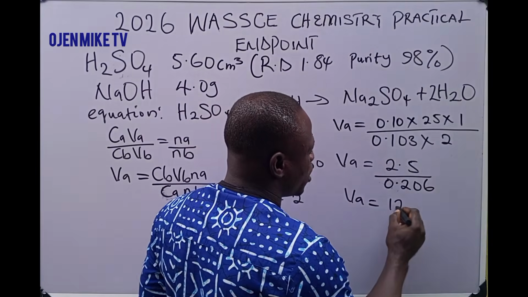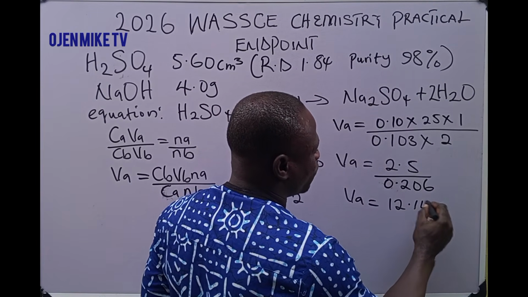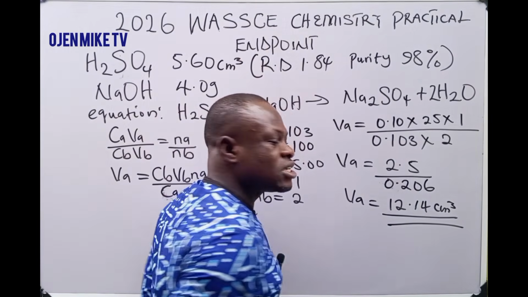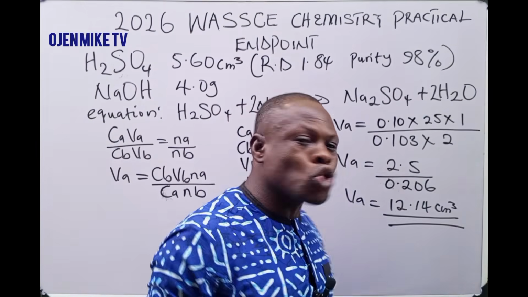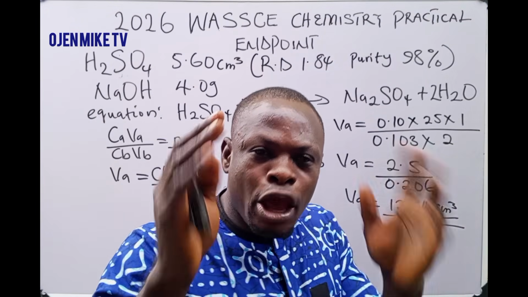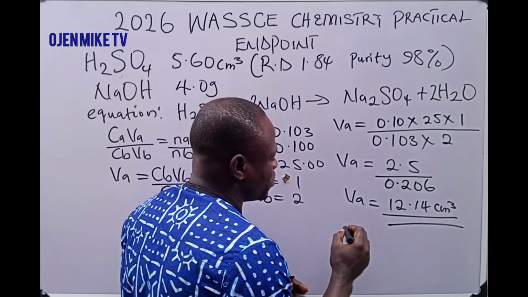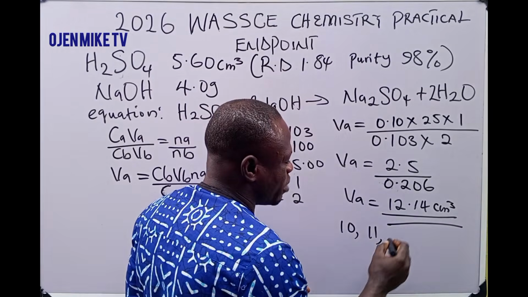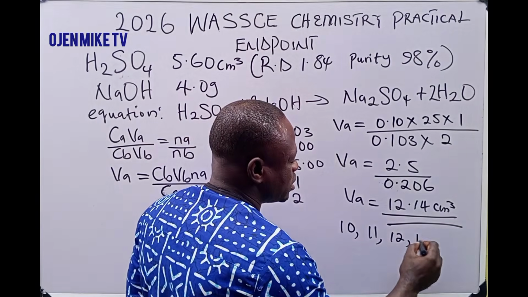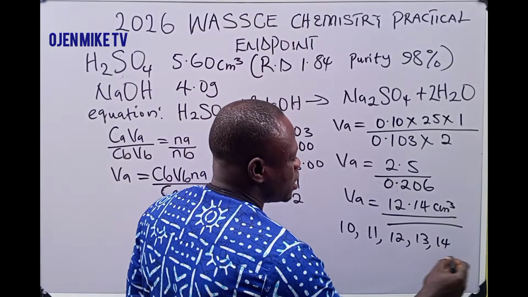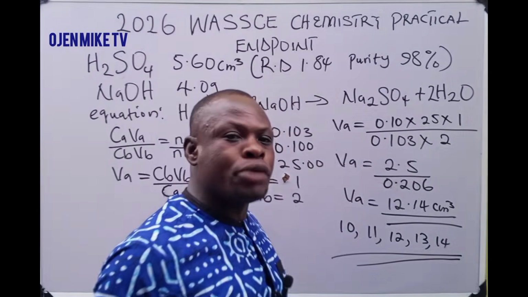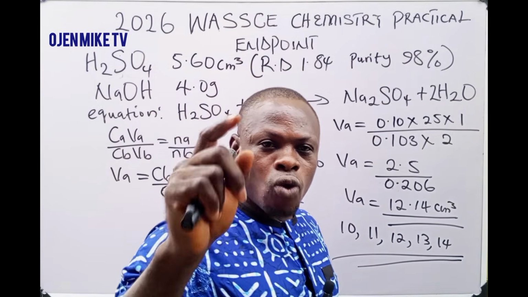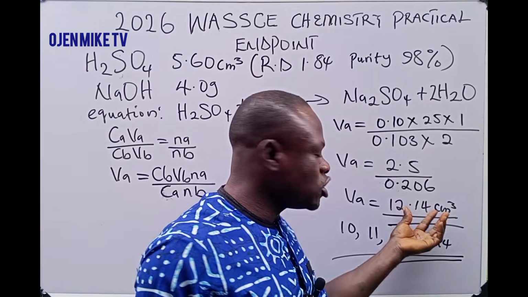12.14 cm cubed. So this is your endpoint. If you are a teacher, your endpoint should range from the values of 10, 11, 12, 13, and 14. These are the values you should pick for your endpoint. Anything besides this, you are wrong. You cannot have 9, it will be too much.